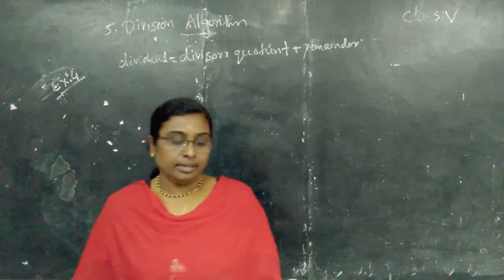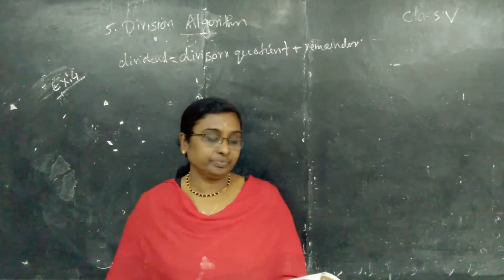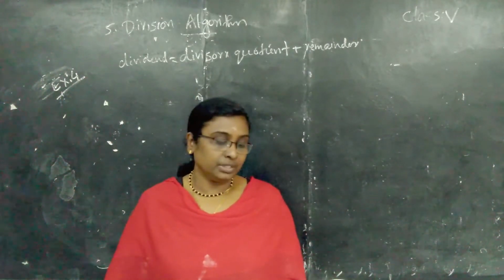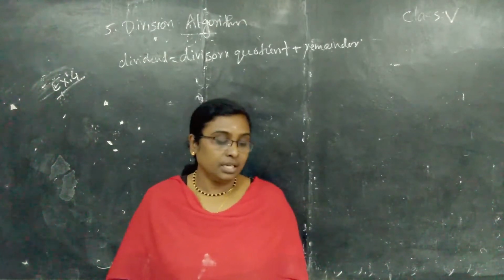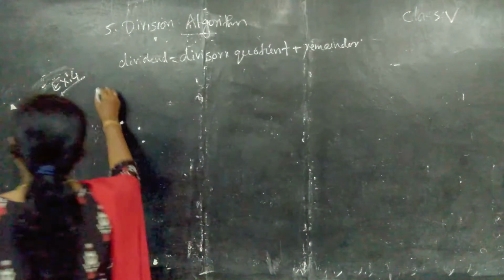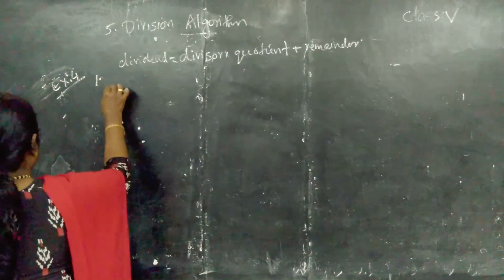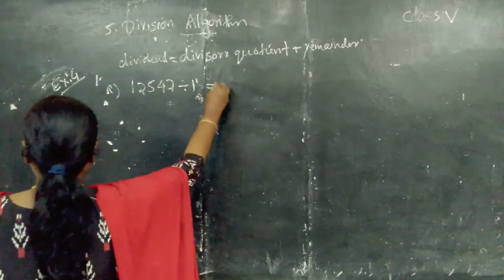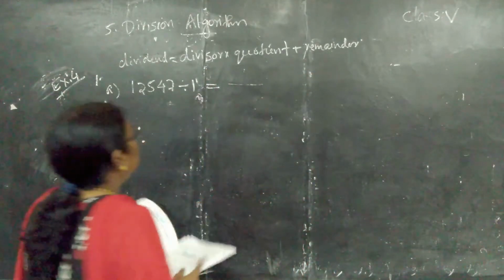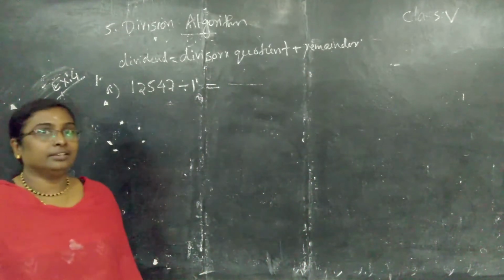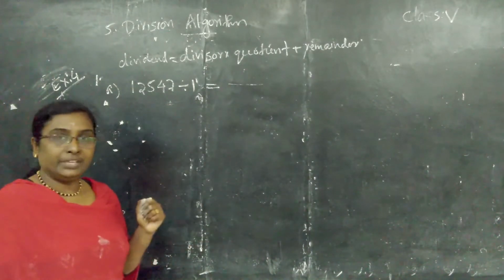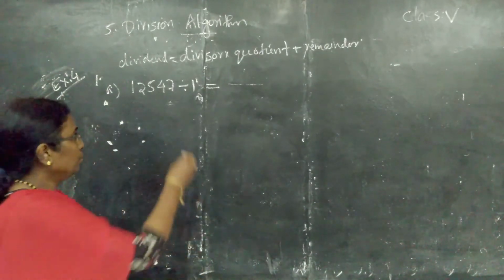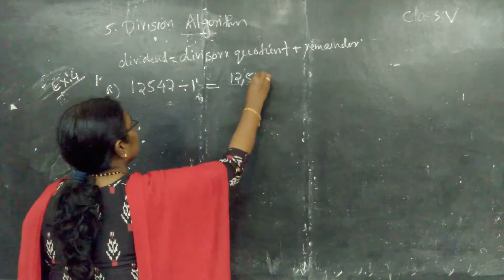Okay. Then coming to exercise 4, in multiplication and division, exercise number 4. The first question, fill in the blanks. A: 12,547 divided by 1 equals dash. We studied properties of division. When a number is divided by 1, we get the number itself. So this is equal to 12,547.